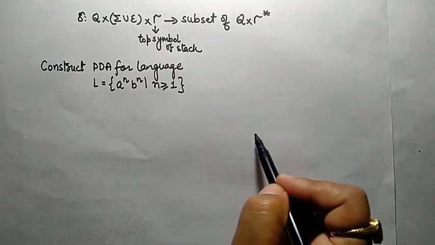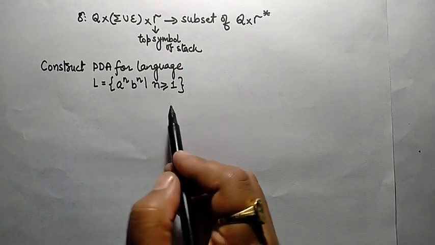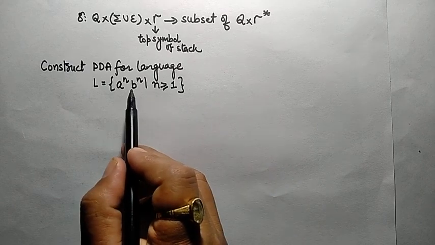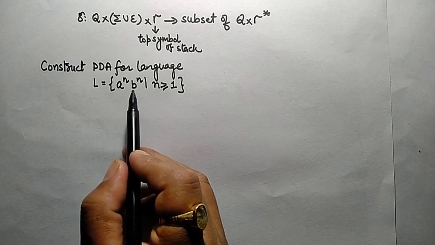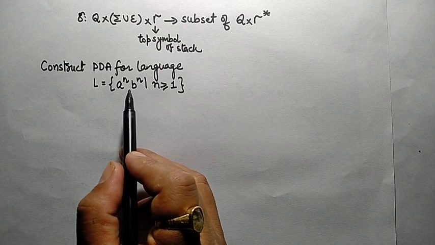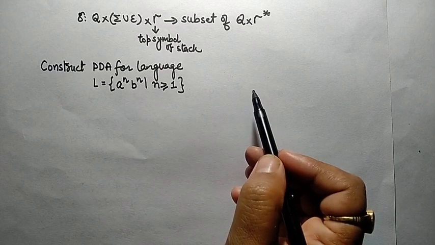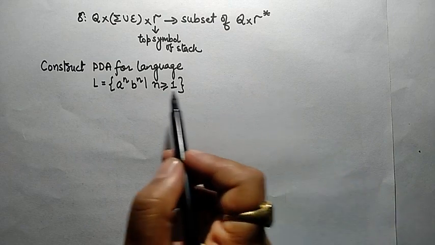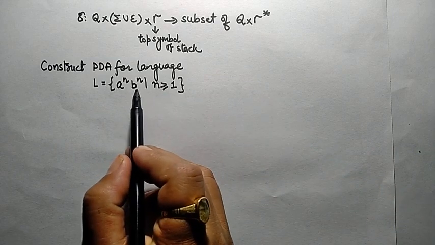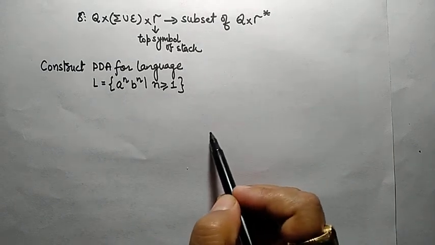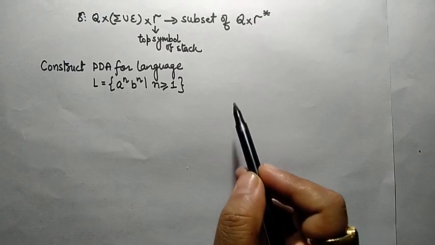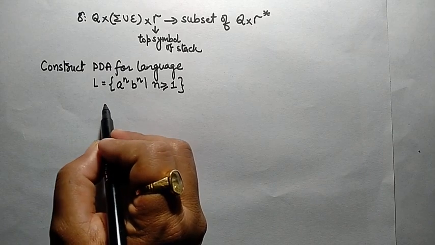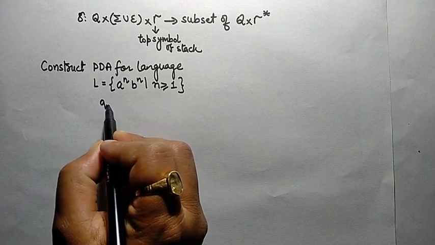So in this stack, whenever A comes, we will push it into the stack, and when there is an occurrence of B's, then with one B we can pop one A. So when we read one B, we will pop one A. When the string finishes, the stack should have only Z0 in it. So we will start by defining the transitions.